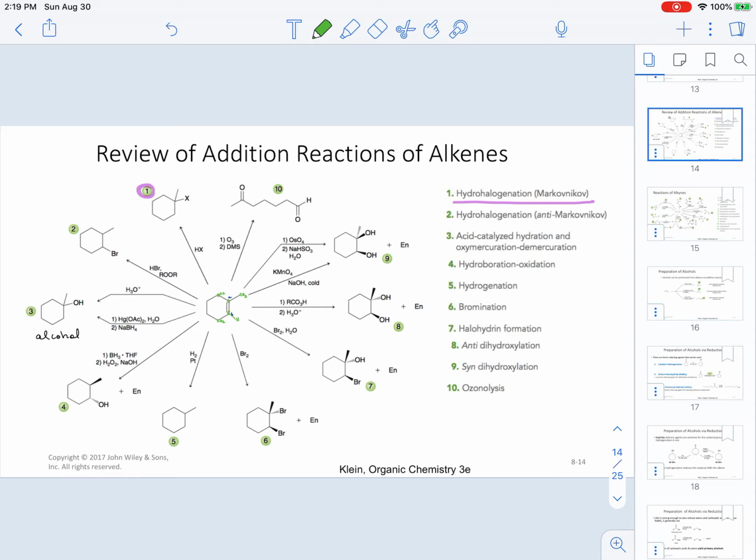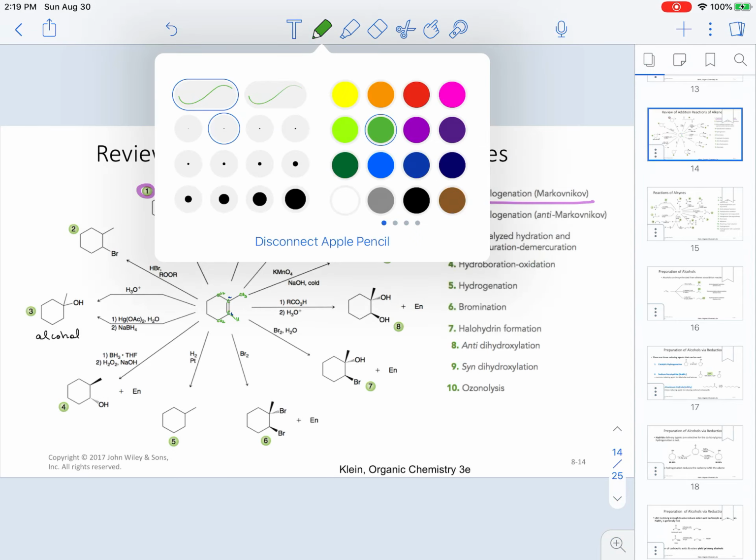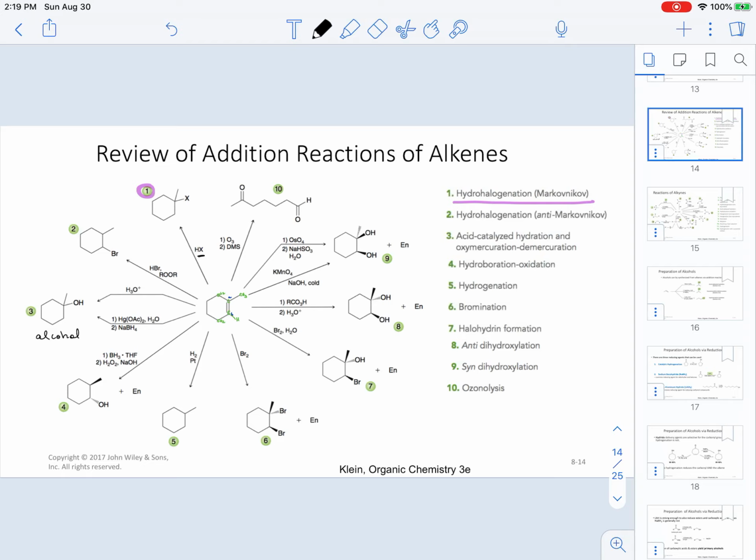In the hydrohalogenation reaction, which I labeled as number 1, we have our alkene reacting with HX. I'm just going to underline it. That's our reagent. In HX, X stands for halogen, and it could be any of the ones that are in group 7A in the periodic table. As it says in the parentheses for reaction 1, HX added to an alkene is a Markovnikov addition of those incoming groups.